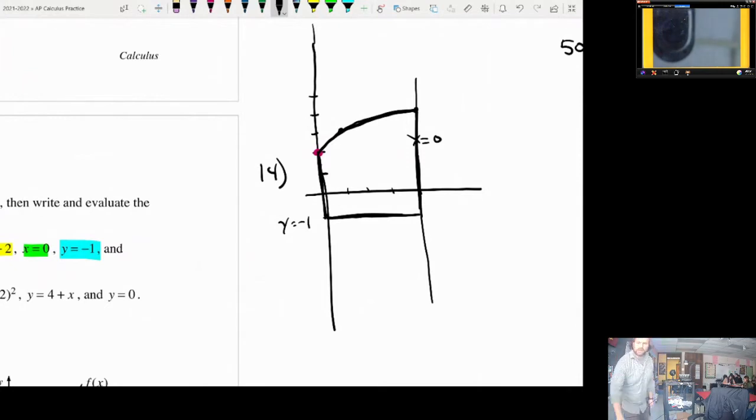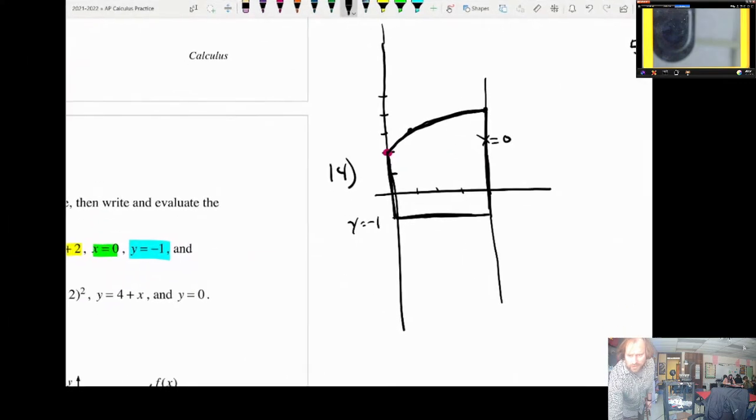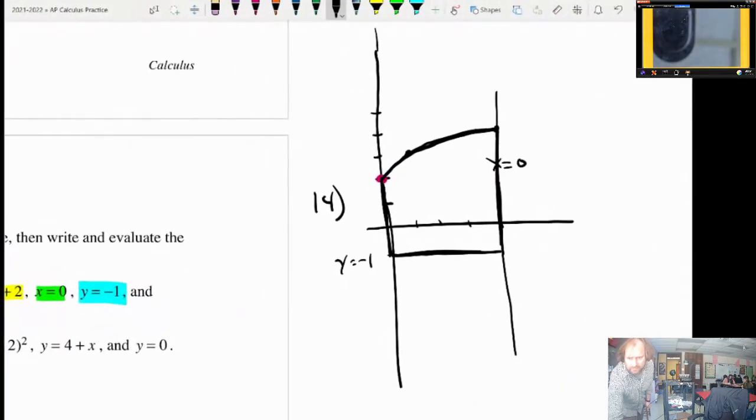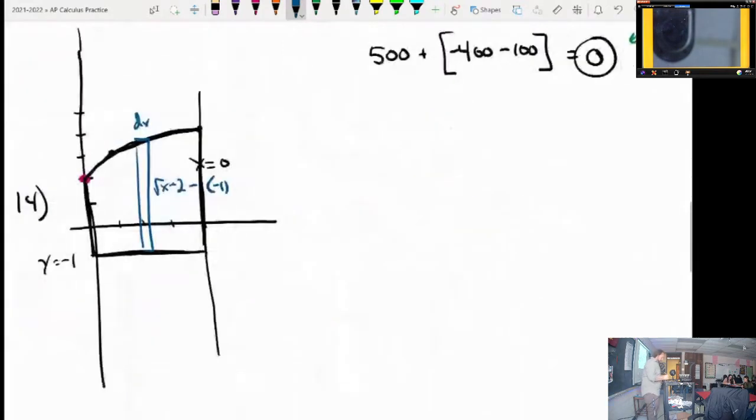And we're not allowed to use a calculator on this one, so we've got to use our knowledge of integrals and setting things up. And we're going to do it by hand. But the good news is we can pretty easily divide this up vertically by using a dx rectangle. This would be the square root of x plus 2 on top minus negative 1 on bottom. I'll draw that in a little more detail over here.